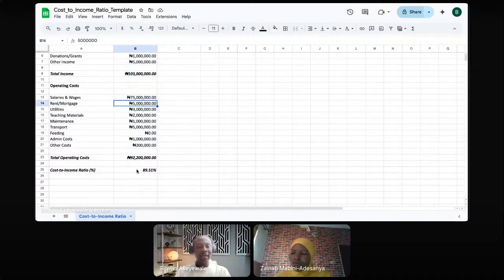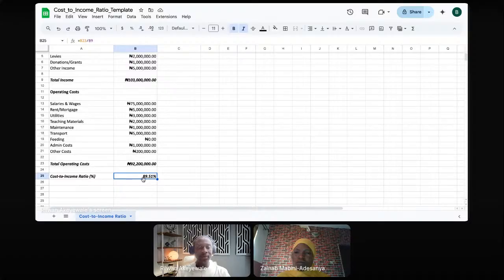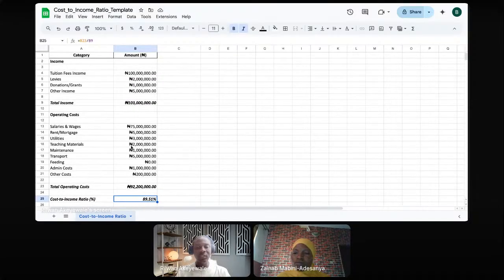So like I was saying, the higher this is, the more dangerous it becomes. So you want it as low as possible. Because if this percentage is high, it means that your cost and your income are almost the same, which is very dangerous. So you want it as low as possible.